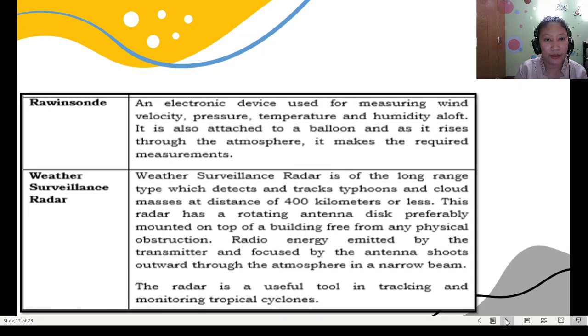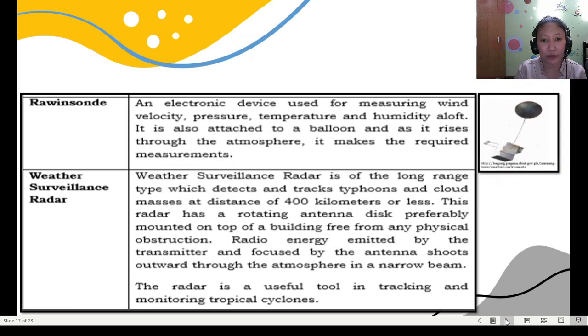Next is the Rawinsonde. This is an electric device used for measuring wind velocity, pressure, temperature, and humidity. So, ang daming gamit, no? It is also attached to a balloon. Ayan, nakikita nyo sa right side. And as it rises through the atmosphere, it makes the required measurement. So, magbibigay na siya ng sukat.